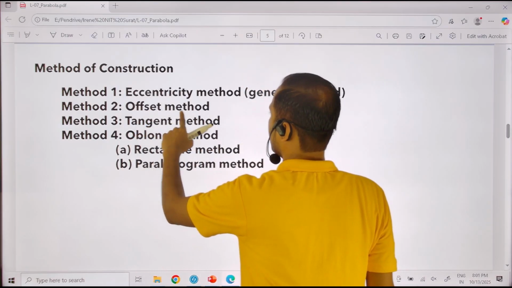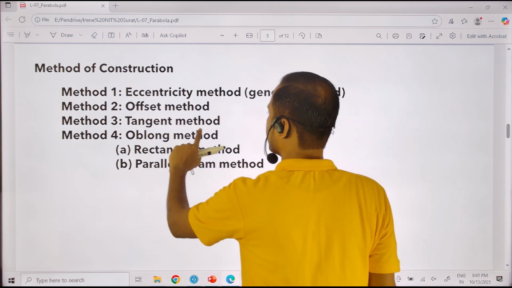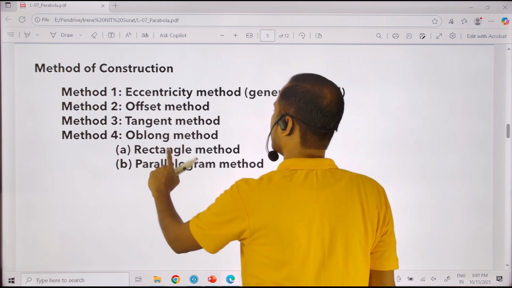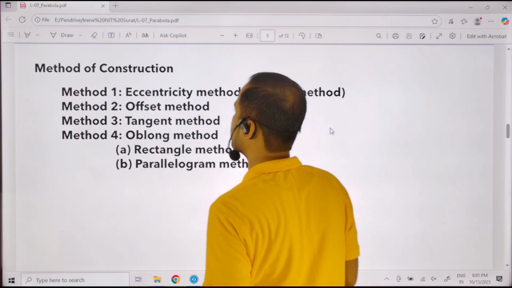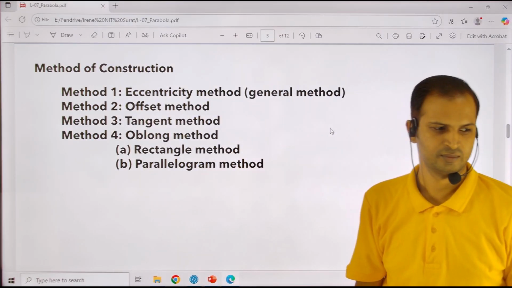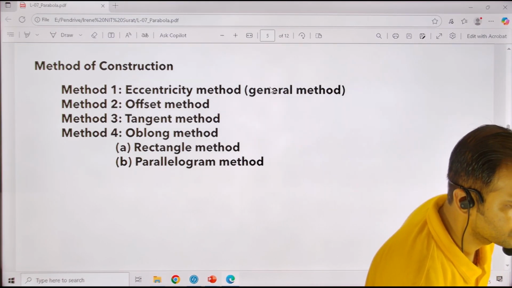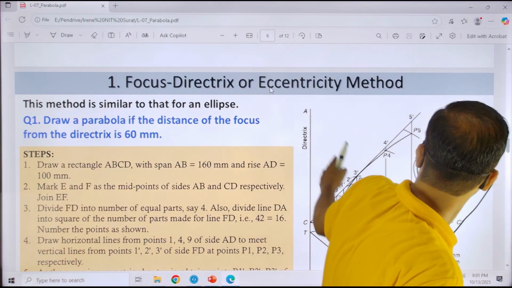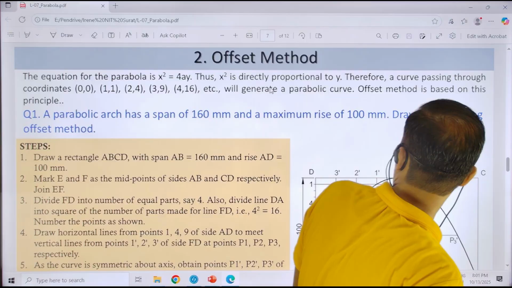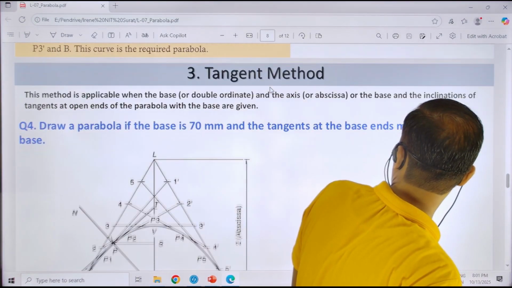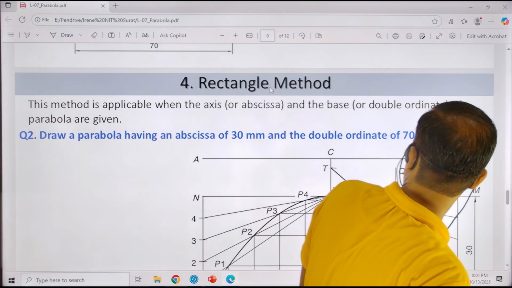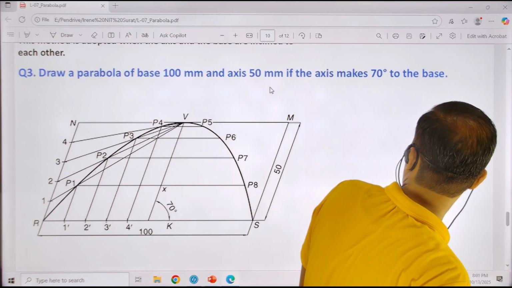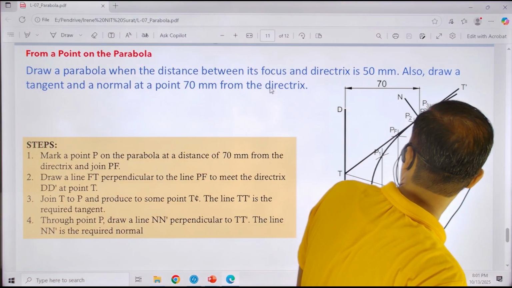You have told there is also an offset method. There is also the tangent method, and then there is an oblong rectangle and oblong parallelogram. So basically, you have everything. That's what we can see, right? This is what we have. First, offset. Okay, tangent. Okay, rectangle. Fine. Parallelogram, the same method, and the tangent and normal.